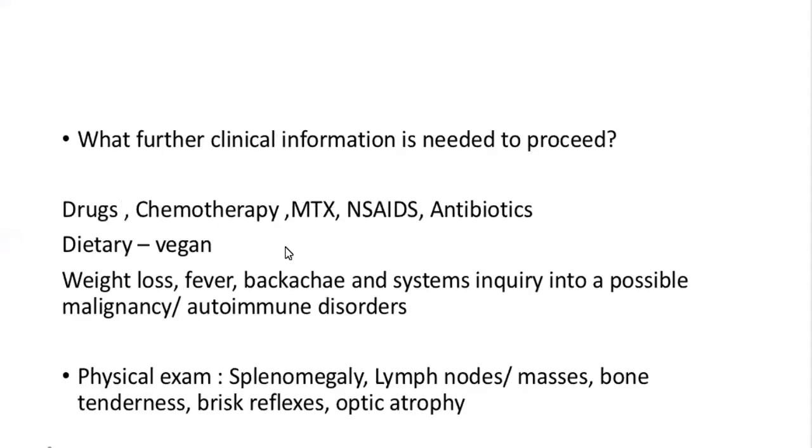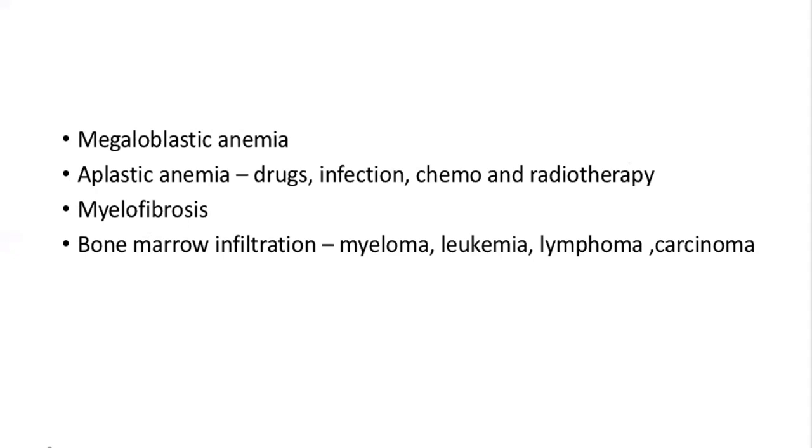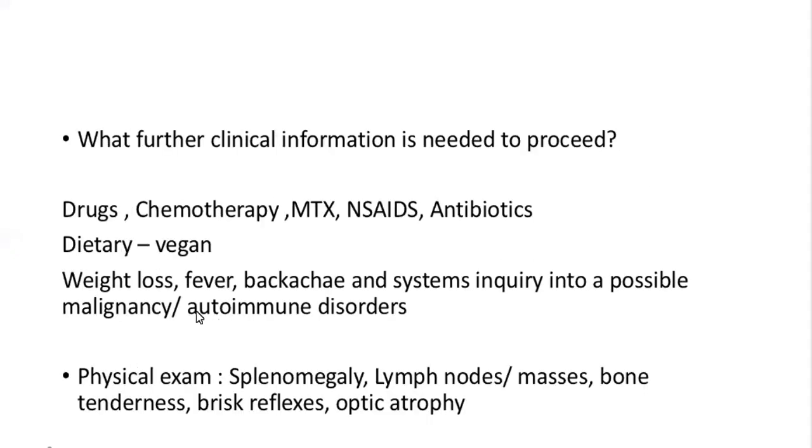So clinical information is needed, like you already know, dietary, whether the patient is a vegan, right? And then certain physical examination and historical details we already discussed. But don't forget, if the patient is an old patient, ask about fever, backache, and system inquiry to find whether there's a malignancy going on, right? Any pancytopenic patient needs examination: spleen, lymph nodes and masses, bone tenderness, don't forget, and brisk reflexes and optic atrophy, suggestive of what?